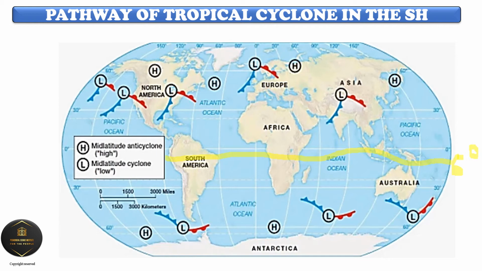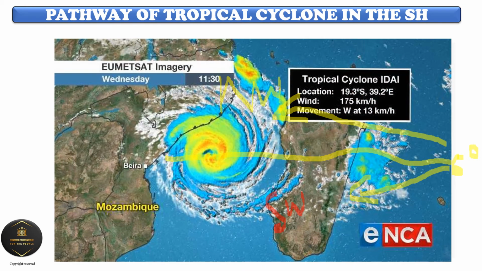And remember, in the northern hemisphere it was going towards that direction, and we said it's going in a northwesterly direction. So in the southern hemisphere it will be opposite, it would be taking the southwesterly direction. So you need to take note of that over there. So the diagram for the southern hemisphere will be showing the system moving towards the southwesterly direction. Now, a typical example is what happened with tropical cyclone Idai.